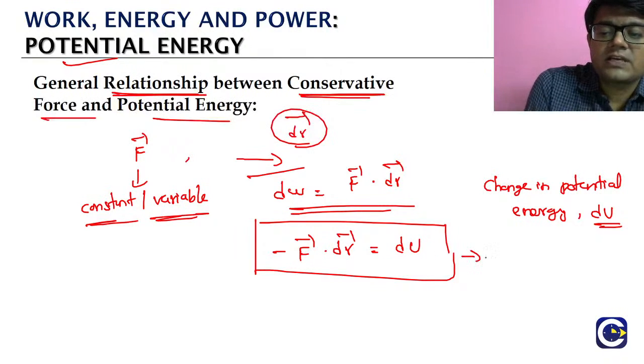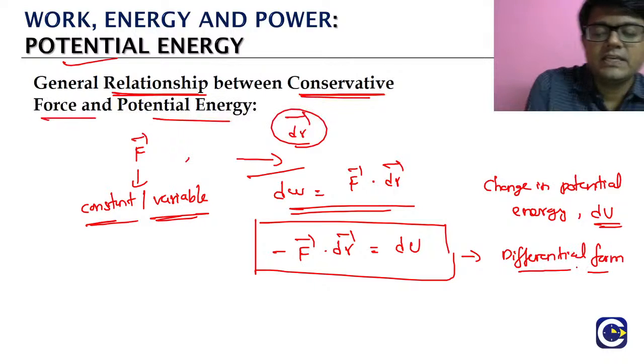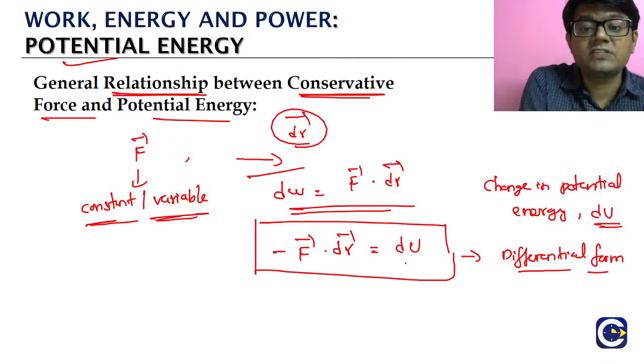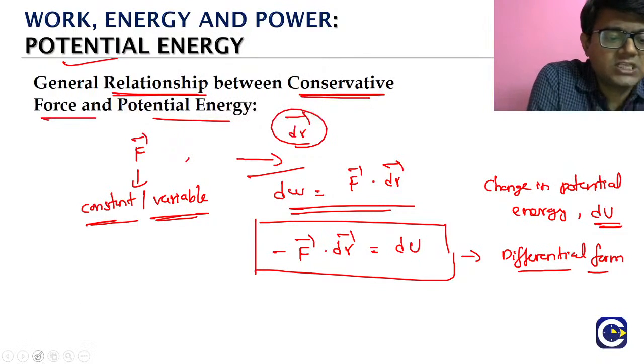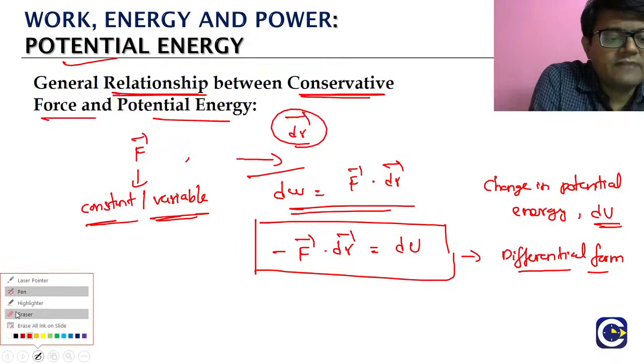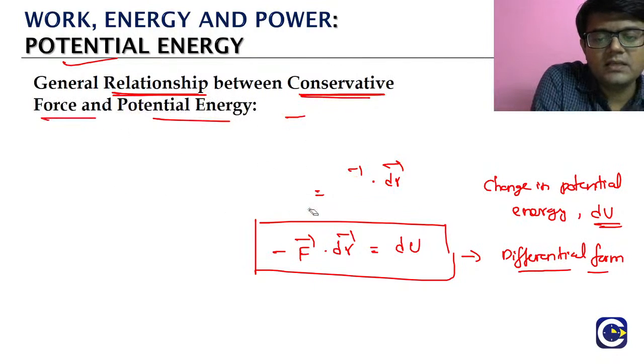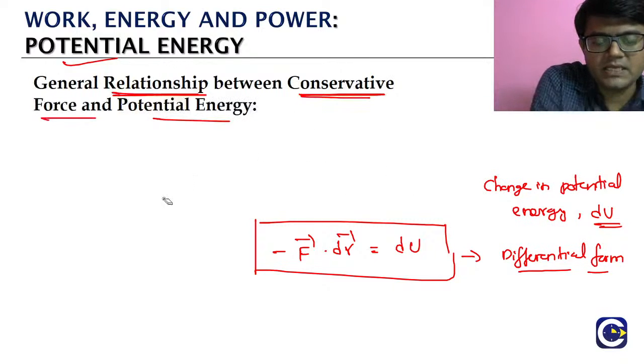This is what we generally call the differential form, because you have the differential element. What is the differential form of the relation? Minus F dot dr is equal to dU. Here dr is the displacement given to the object, whatever object we are applying the conservative force on.